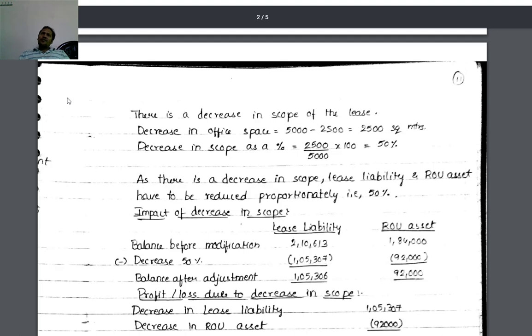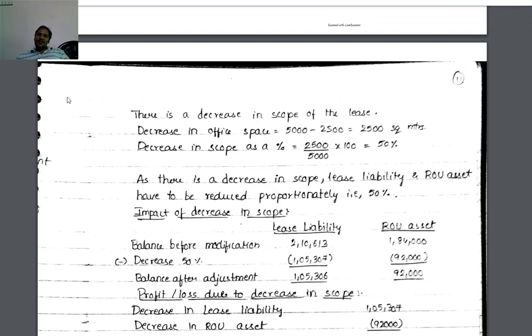So this is a decrease in scope of the lease. Decrease in office space, 5,000 minus 2,500 square meters, that is 2,500 square meters. So we will convert it into a percentage. Decrease in scope as a percentage: 2,500 is the decrease, as a percentage of the original 5,000, 50%. 2,500 divided by 5,000 into 100, 50%. So decrease in scope of lease is there. Lease liability and ROU asset have to be proportionately reduced, that is by 50%.